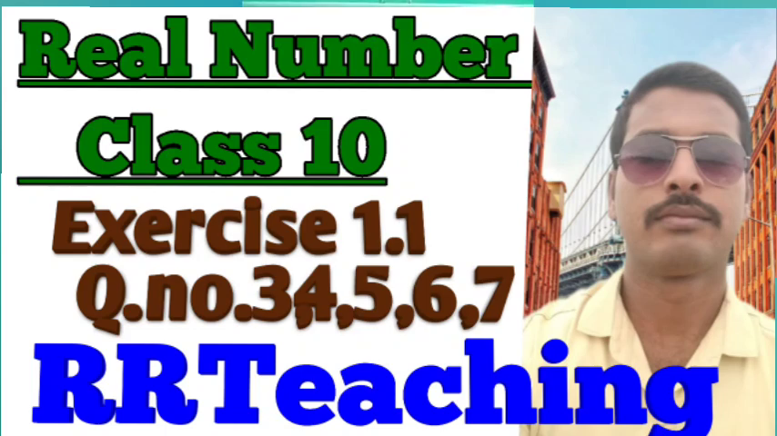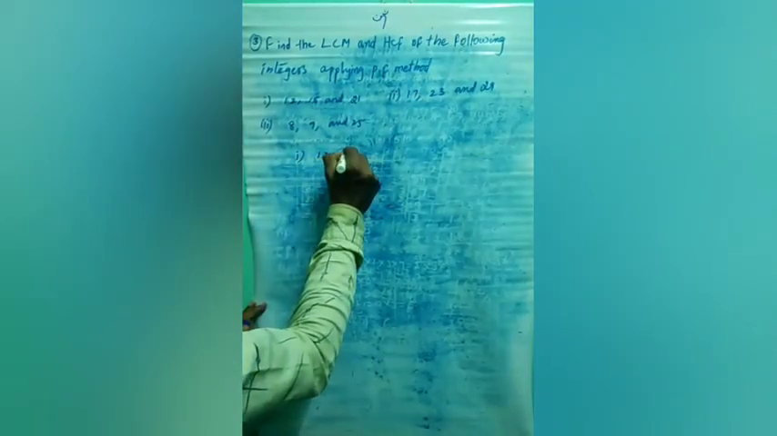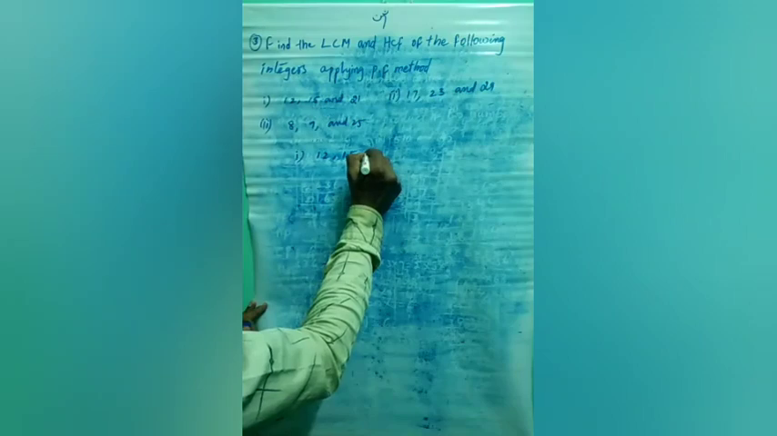So LCM and HCF of the following integers applying prime factorization method. The first question is 12, 15 and 21. Let's take question number 1. In the previous video, we have completed 1, 2 questions. Now, third question is 12, 15 and 21.